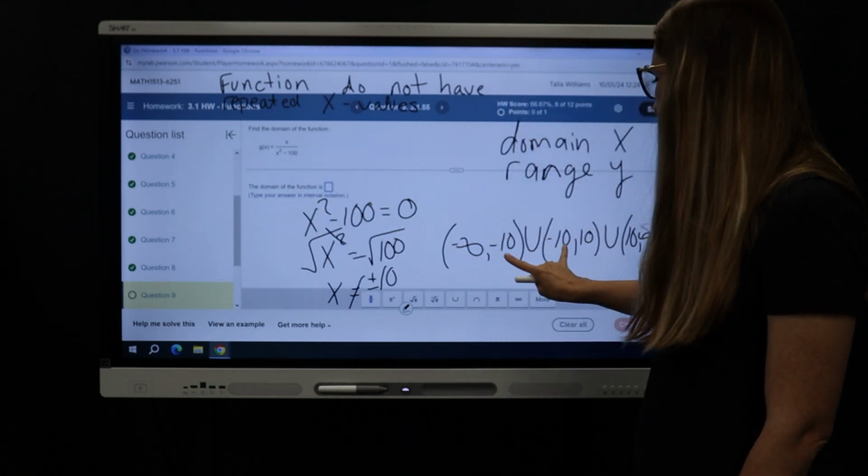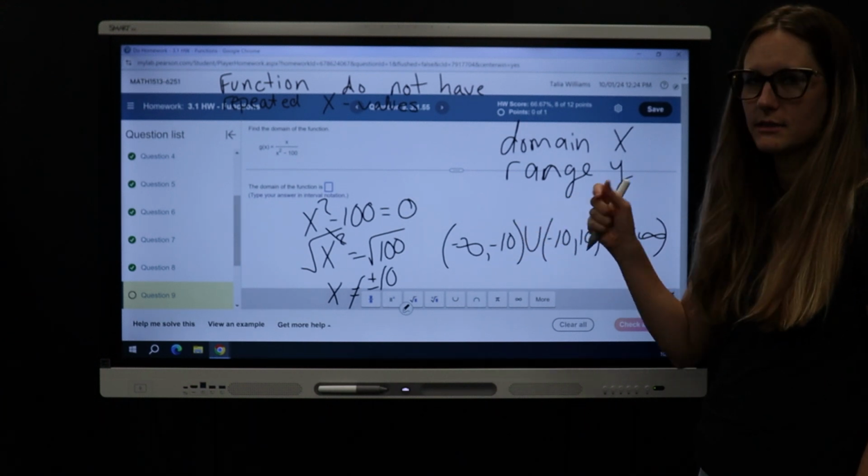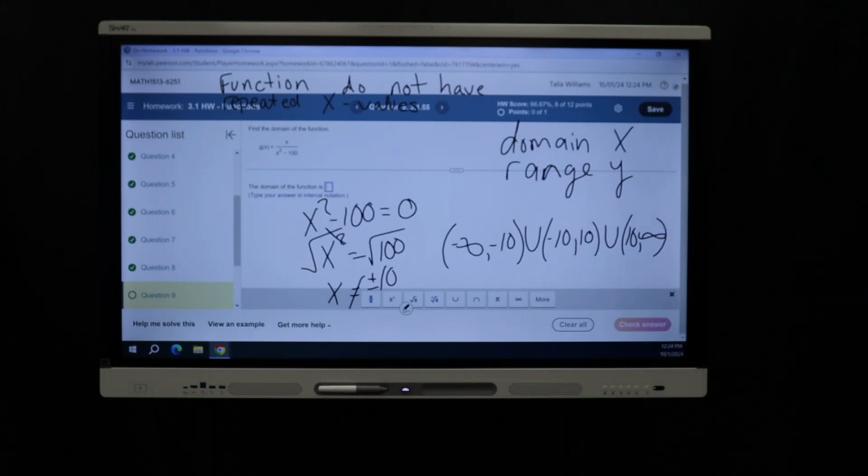And you write the -10 and the 10 on this, you just can't use brackets with them because that would mean it's equal to, and that's when it's undefined, so we can't do those. Here we go. Negative infinity to -10. Remember to use this union sign on your keyboard right here. And then parenthesis -10, +10.